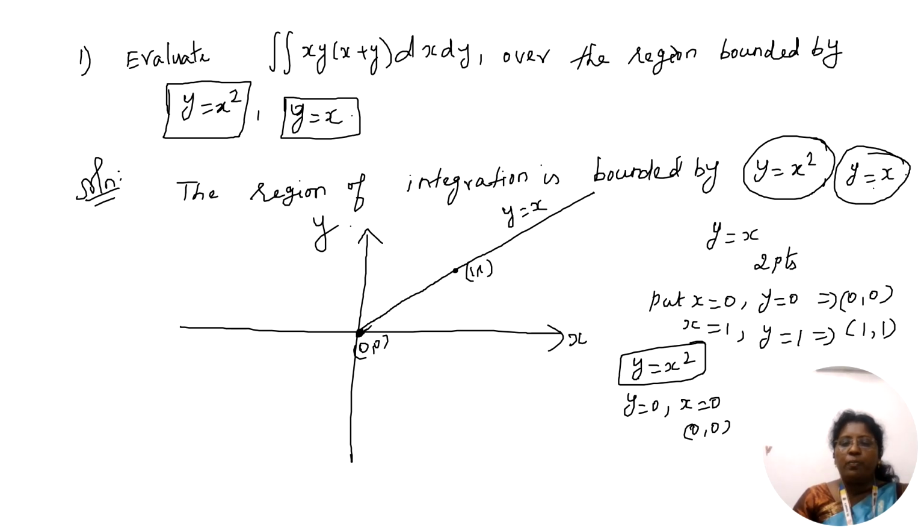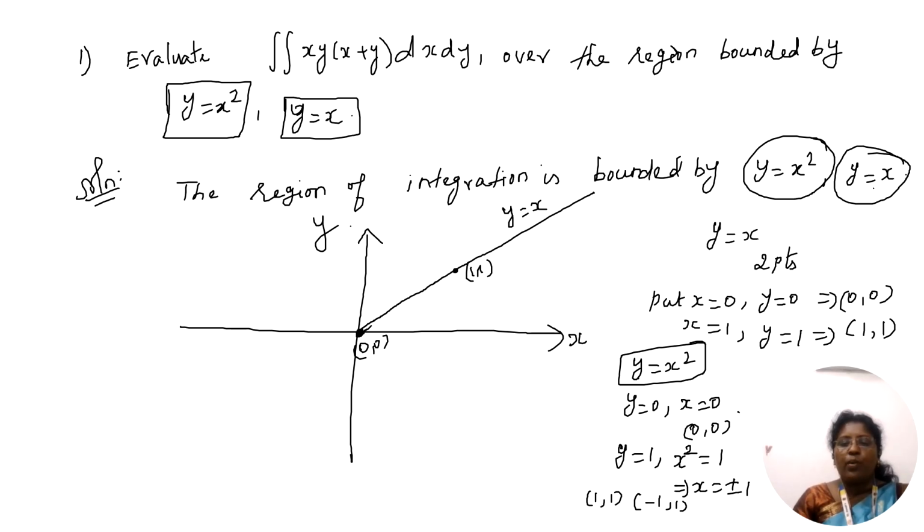Now we need 2 more points. For that, put different values for y. Put y is equal to 1. If y is equal to 1, then x square is equal to 1, which implies x equal to plus or minus 1. So for x we are getting 2 values, 1 and minus 1, and for y only one value, 1. So the points are 1, 1 and minus 1, 1. If x equal to 1, then y is 1, and if x equal to minus 1, then y is also 1.